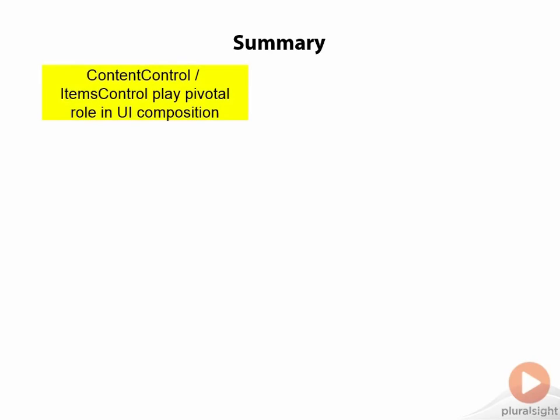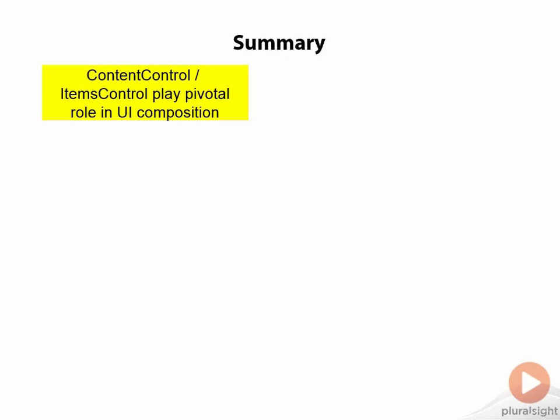Okay, in this module, we went through a lot about container controls and the dynamic generation of child controls based on data binding, as well as collection controls and how they really worked. So first we looked at content controls and items controls and their pivotal role in the dynamic UI composition based on data binding. We saw that content controls render out content presenters, and it's inside the content presenter that the actual data-driven content, such as a data template, gets rendered.